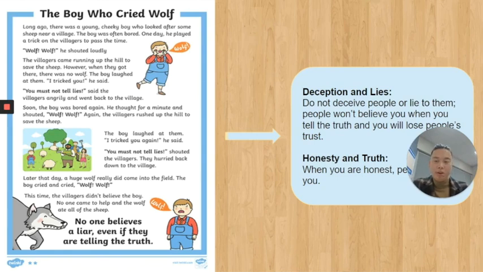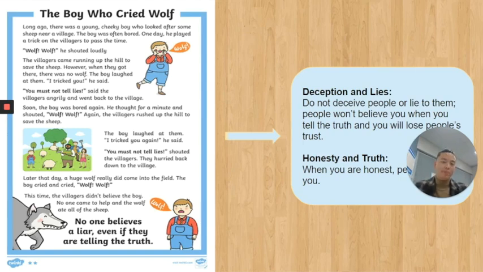Soon, the boy was bored again. He thought for a minute and shouted, "Wolf! Wolf!" Again, the villagers rushed up the hill to save the sheep. The boy laughed at them. "I tricked you again," he said. "You must not tell lies," shouted the villagers. They hurried back down to the village. Later that day, a huge wolf really did come into the field. The boy cried and cried, "There's a wolf! Wolf!" This time the villagers didn't believe the boy. No one came to help, and the wolf ate all of the sheep.